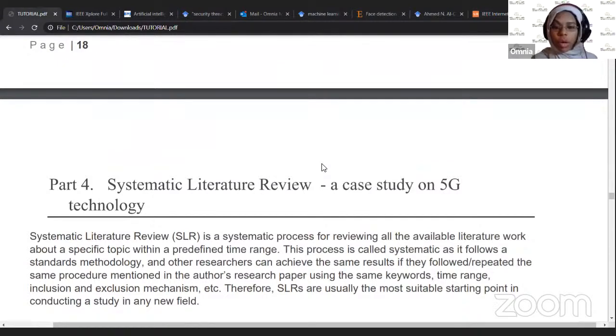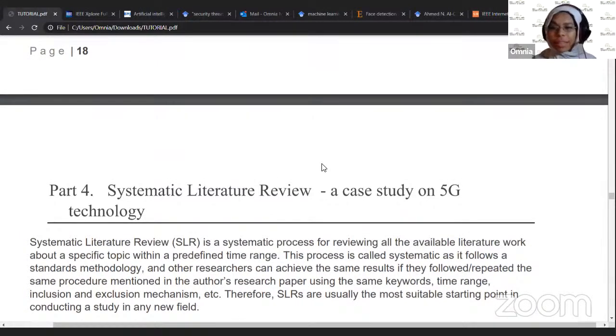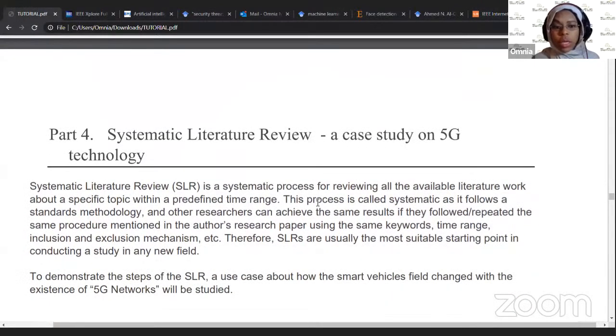Okay, so we viewed what databases can be used and how to get ideas for papers, but how exactly are we going to conduct a research work? This will be the second part of this tutorial session.